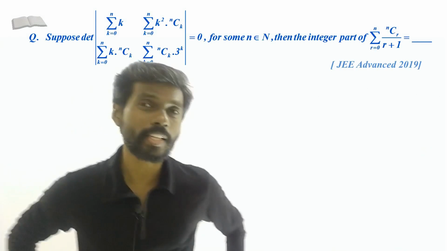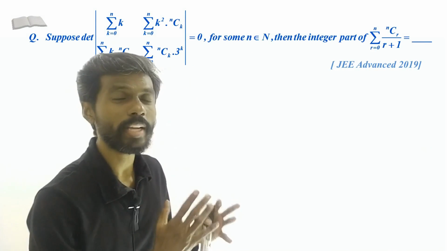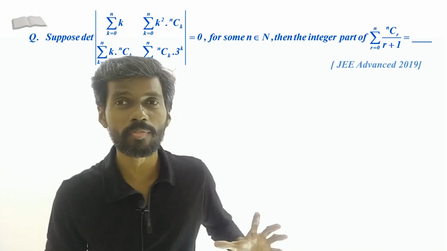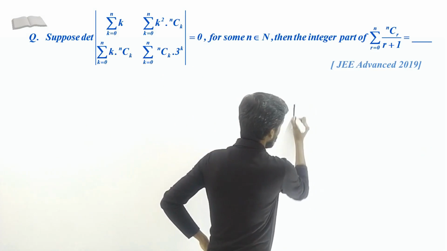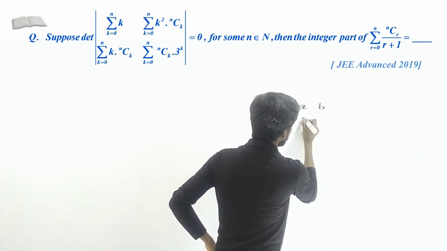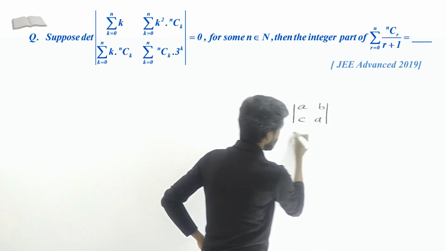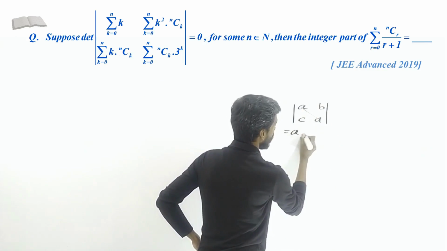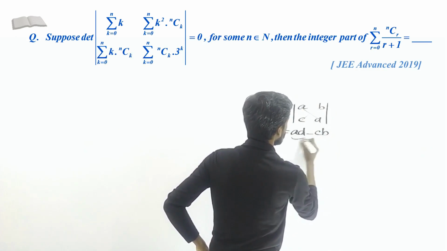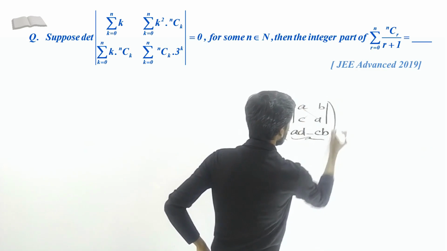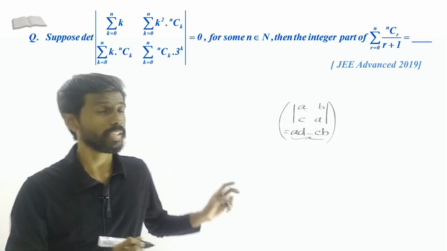Here some binomial series are given in terms of a determinant, right? So we have to find the value of the determinant first. It's a 2 by 2 determinant. So just in case you don't know how to expand this 2 by 2 determinant, a determinant of this form, a, b, c, d, has the value ad minus cb. Okay, so this is the value of the determinant.